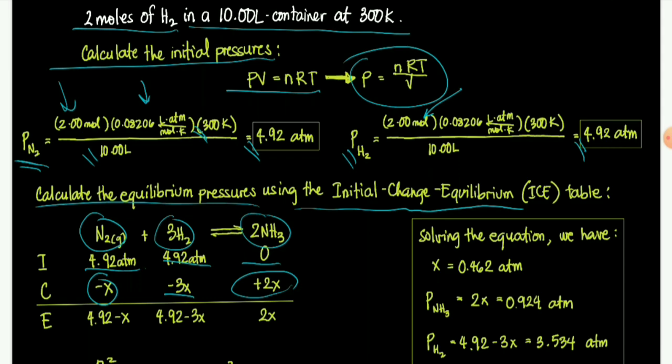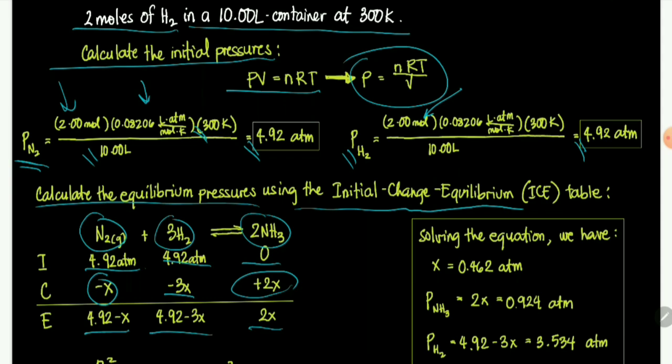So we will expect that the reaction would shift forward because there is no ammonia yet. Okay, we need to have ammonia in our system at equilibrium. So at equilibrium, the equilibrium pressure of nitrogen is 4.92 minus x. The x is the amount of nitrogen that reacted. Then 4.92 minus 3x. So 3x is the hydrogen gas that reacted. So we will now have 2x ATM of our ammonia.